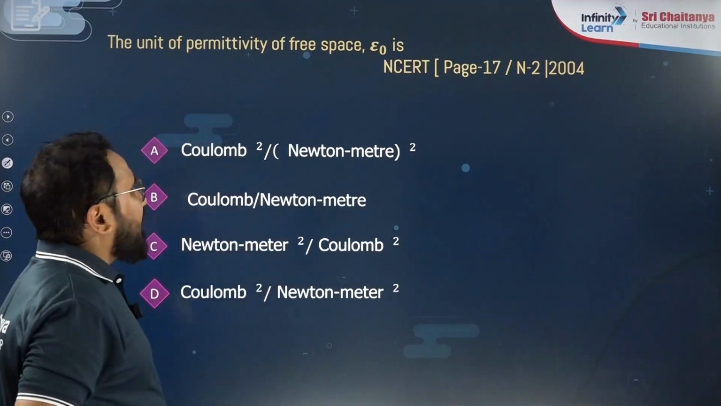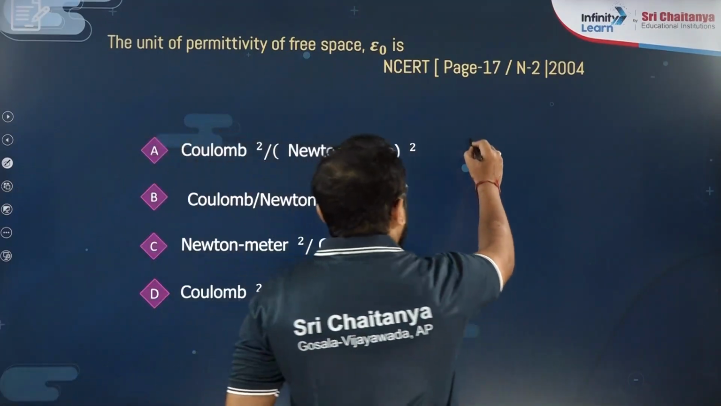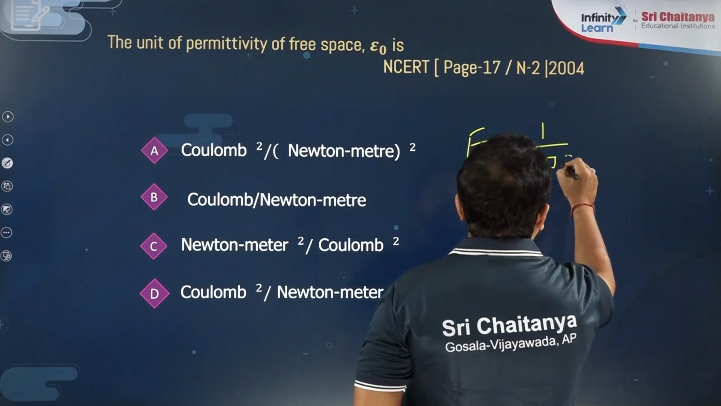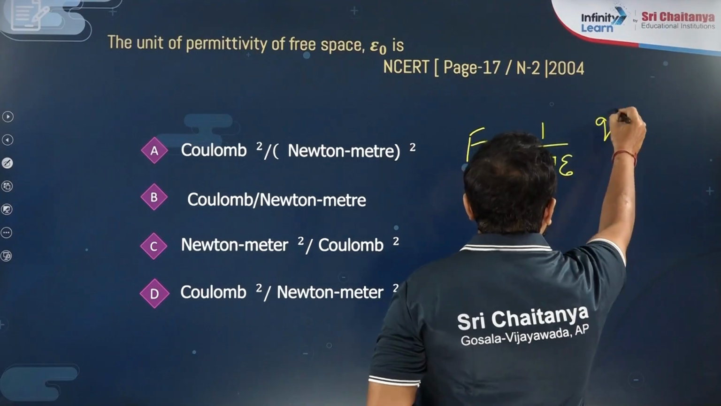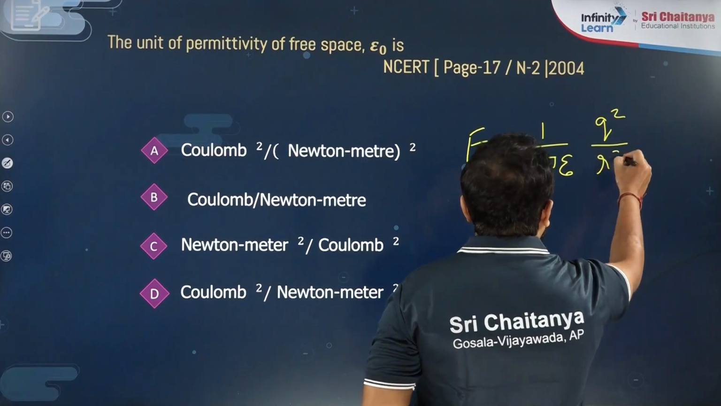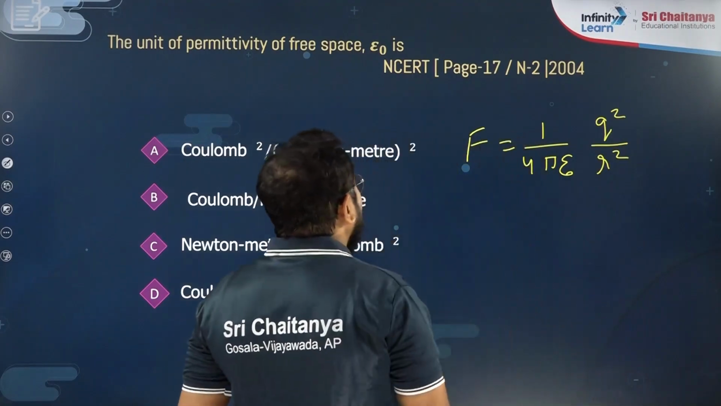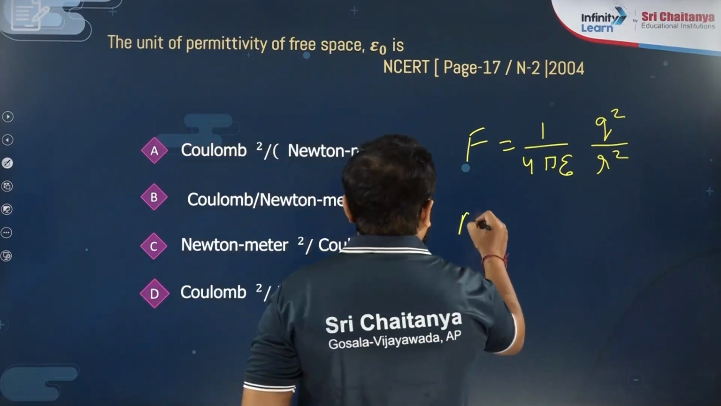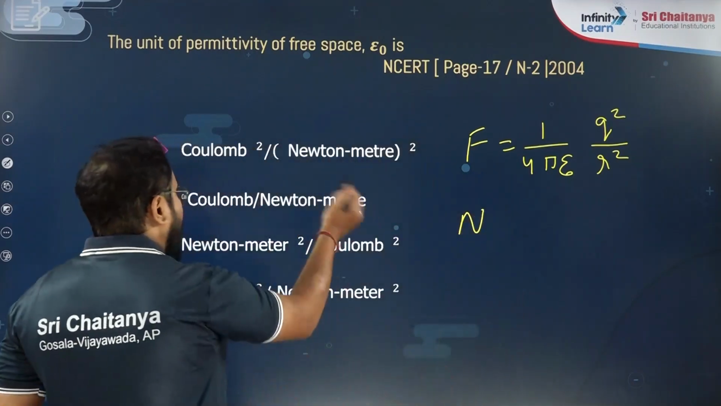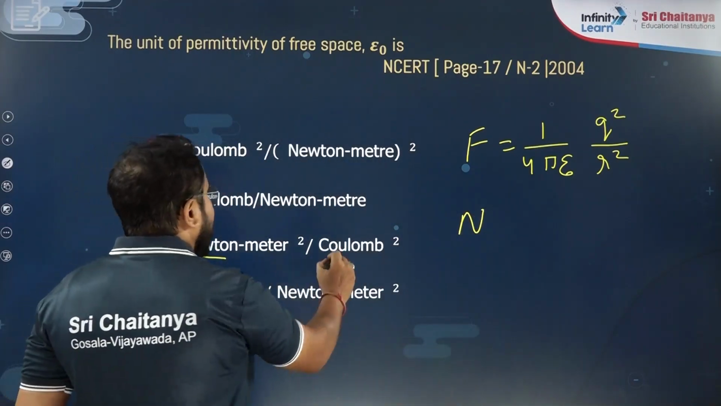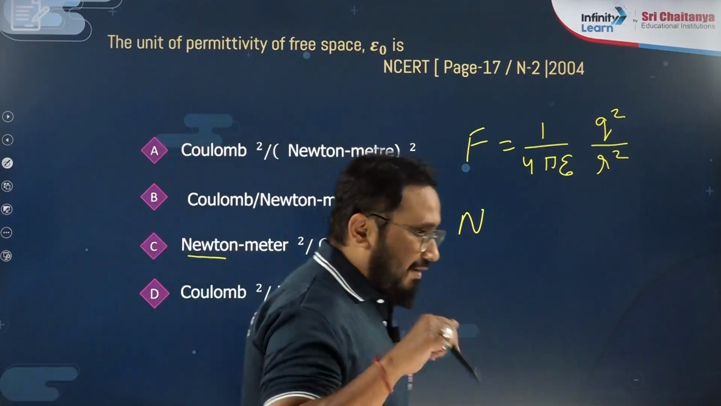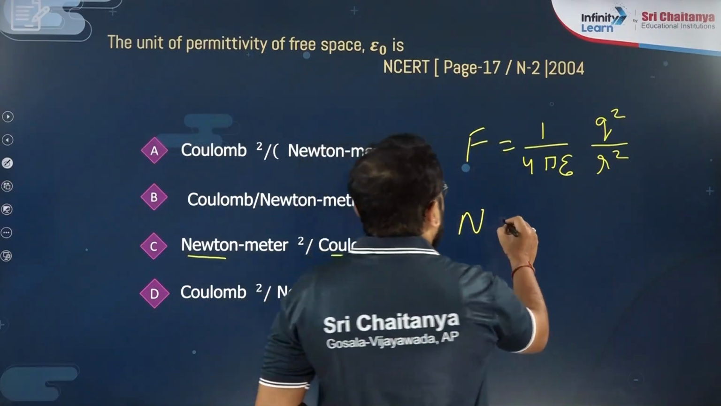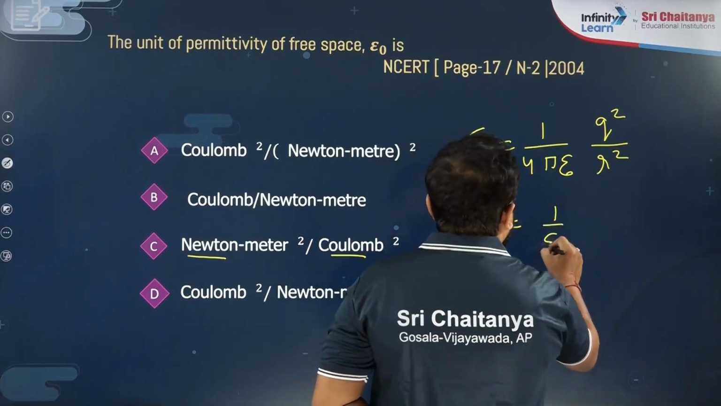The unit of permittivity of free space. What is the formula in electrostatics? This is the first formula in electrostatics which you have studied. So F will be 1 upon 4 pi epsilon times Q square by R square. F is what? F is Newton. So now again check the answer. There is Newton, there is Coulomb. That means we have to express the question in terms of Newton and Coulomb.